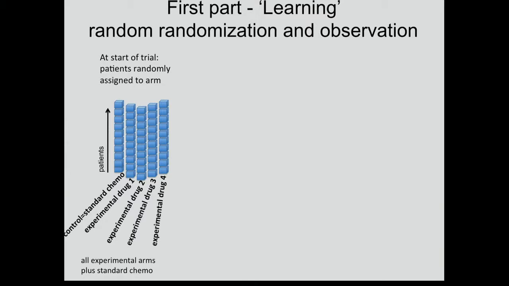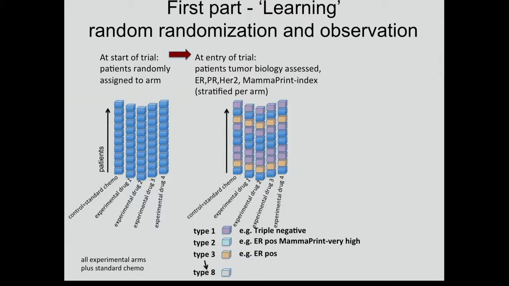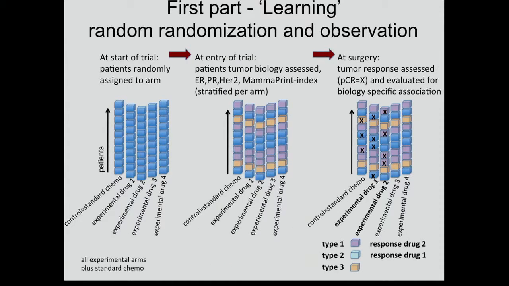So in a simplistic way, in the start of the trial, the learning part, patients are randomly assigned to an arm. We determine based on their pre-treatment biopsy, their biology based on just a few simple markers so far. And then we recognize 8 different types here indicated by purple, blue, and yellowish. And then, at time of surgery, the pathologist will determine whether there's tumor cells left or not. And if there is no tumor cells left, indicated by an X, this is called pathological complete remission.